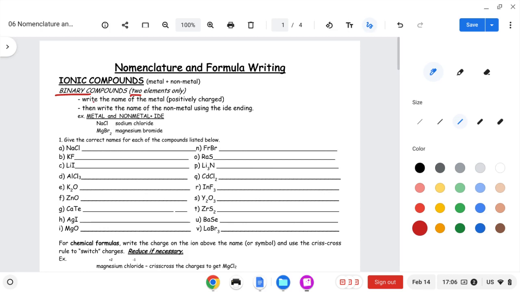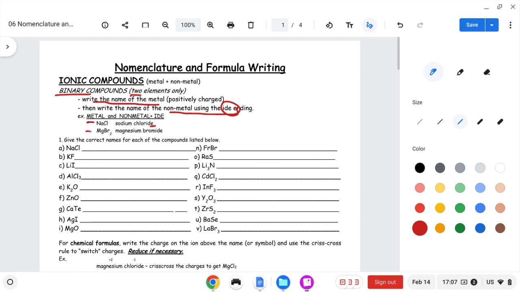What we do is we write the name of the metal, okay, full name. And then for the non-metal, we use the suffix IDE. And here are some examples right here. So here's NaCl. Okay, so we go to the periodic table. Na is sodium. We write the full name. Cl is chlorine. But remember, we change the suffix to IDE. So we call it sodium chloride.